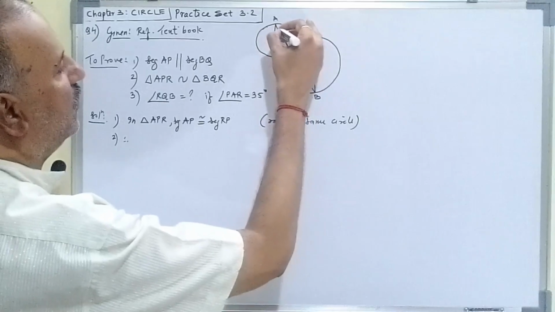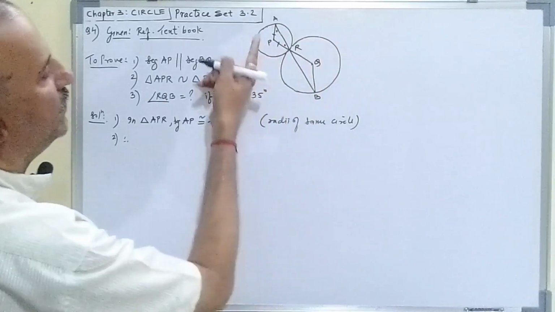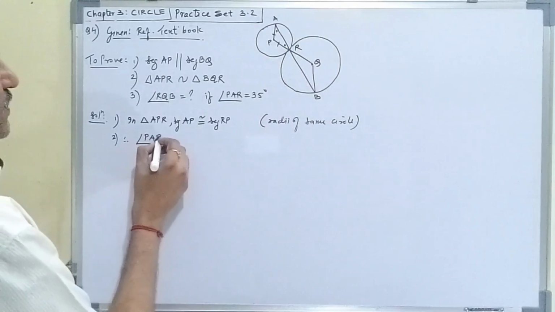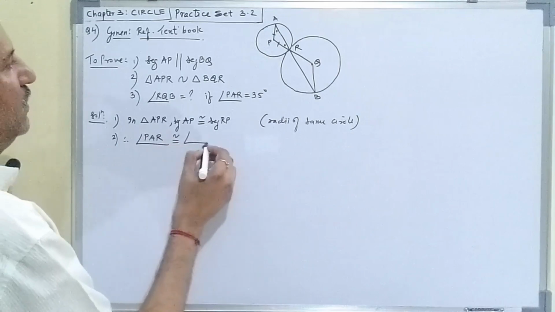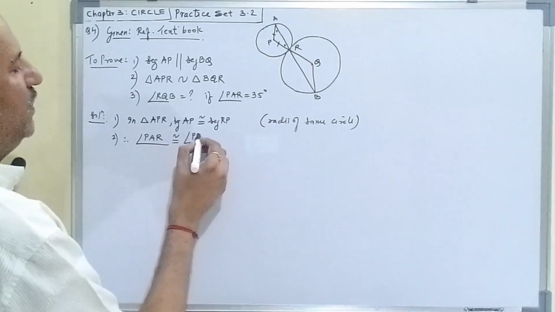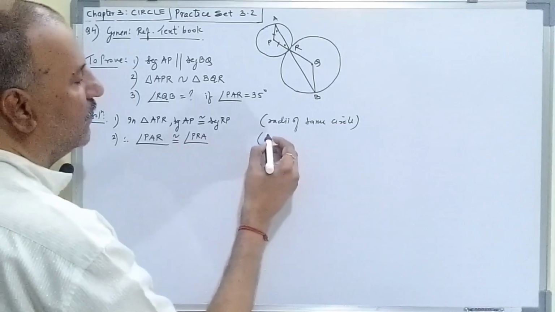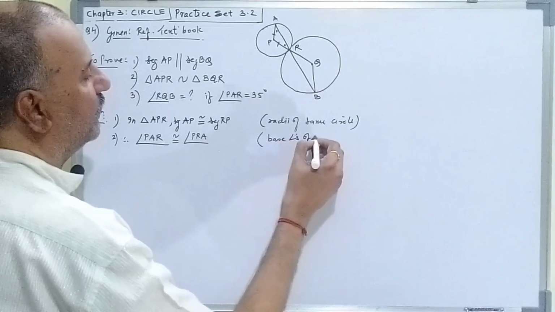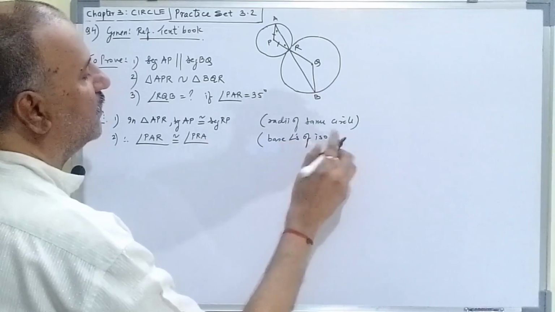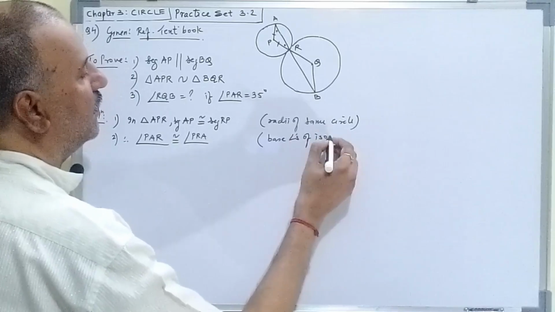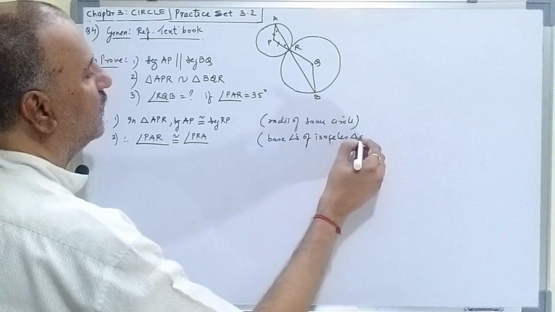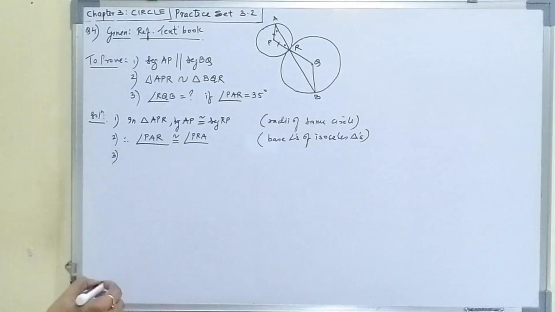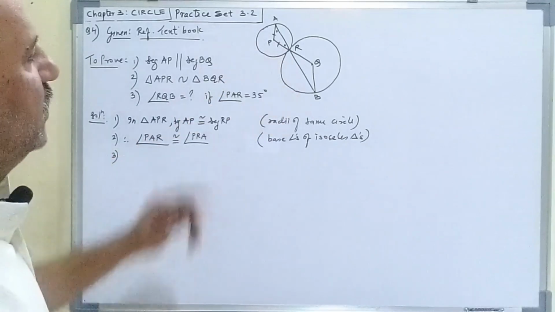That means this angle and this angle will be congruent. These two angles will be congruent. Therefore, angle PAR congruent to angle PRA, base angles of isosceles triangles. Statement number 3. So I have proved this, now I have to prove these two.